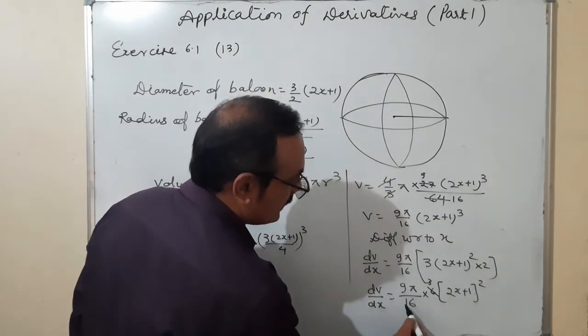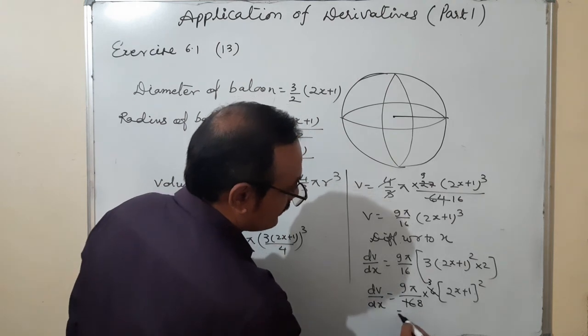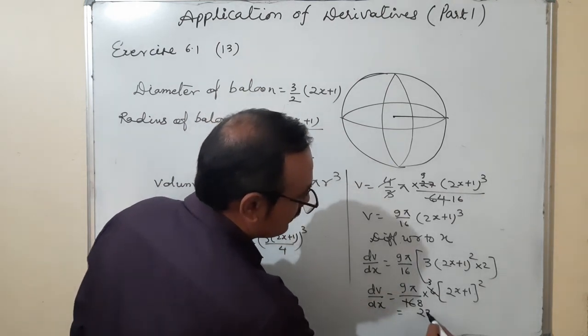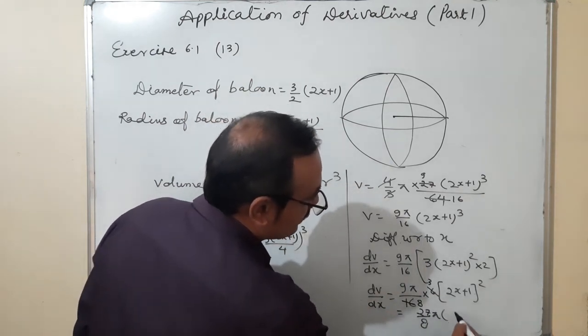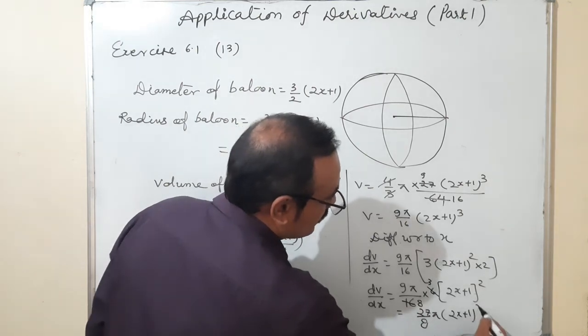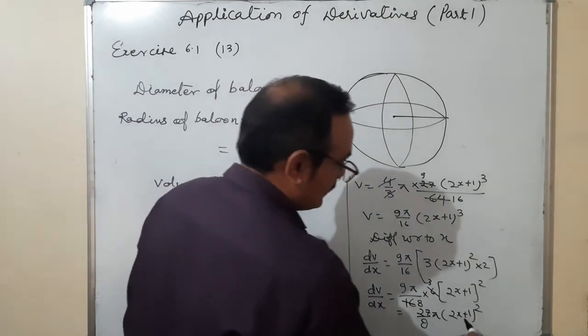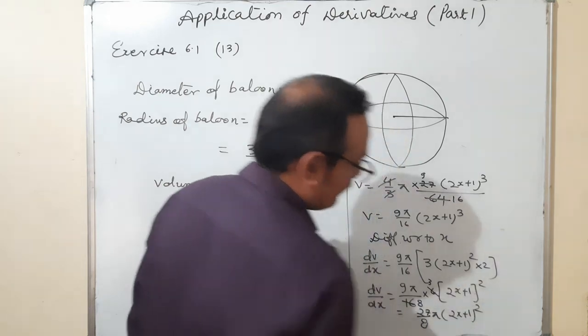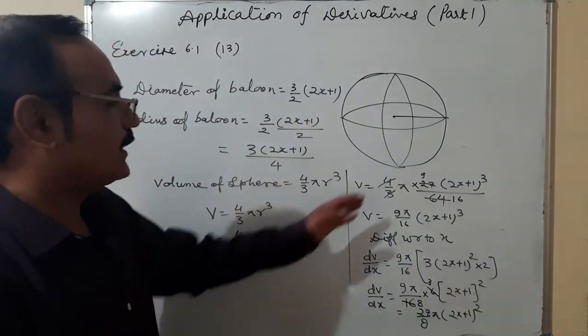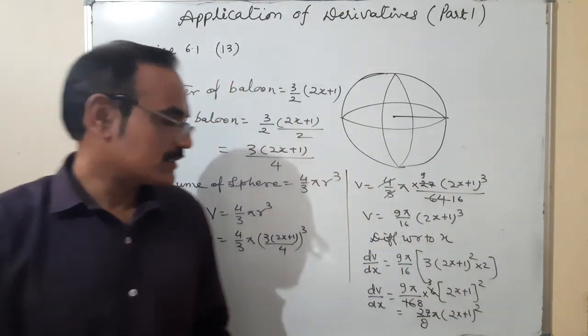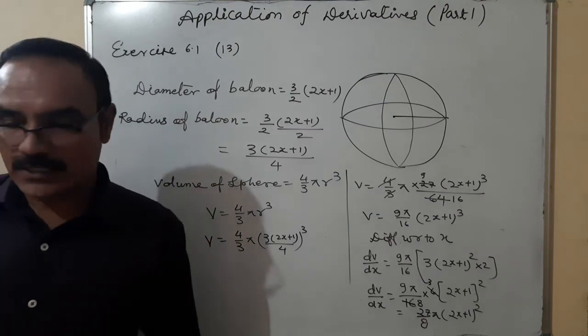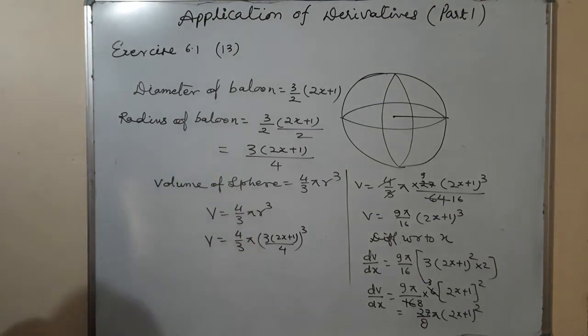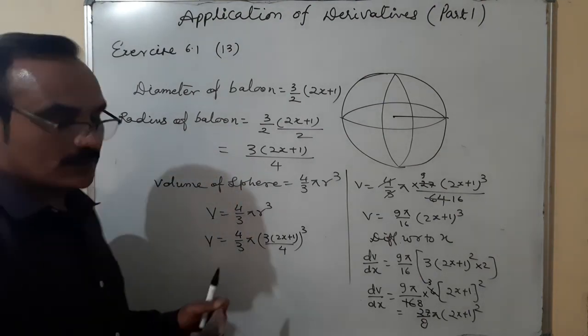So that is the answer. Here I can write 8. So 8 times 9 threes are 27 upon 8 pi (2x plus 1) whole square. Centimeter cube, no, do not write anything here because the unit is not given. So this is the answer only. Rate of change of volume with respect to x is equal to 27 upon 8 (2x plus 1) whole square.